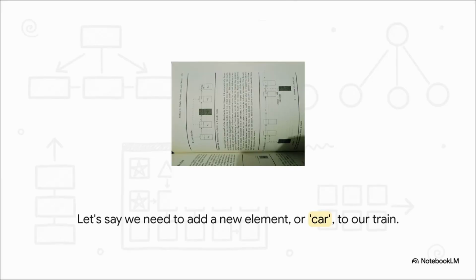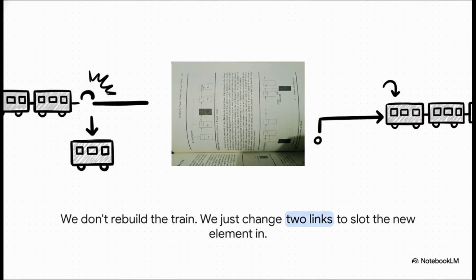Let's actually see that in action. Here's our train of nodes, all linked up. Now imagine we need to slot a brand new car right into the middle of it. And just look at how simple this is. We don't have to tear apart the whole train and rebuild it. Nope. We just change two links. We unhook one connection, point it to our new car, and then hook our new car up to the next one in line. Two tiny changes, and boom, you're done. That's what we mean by efficiency.